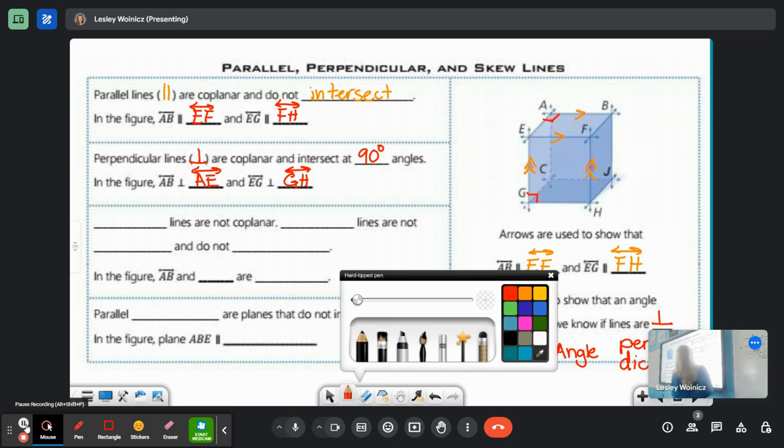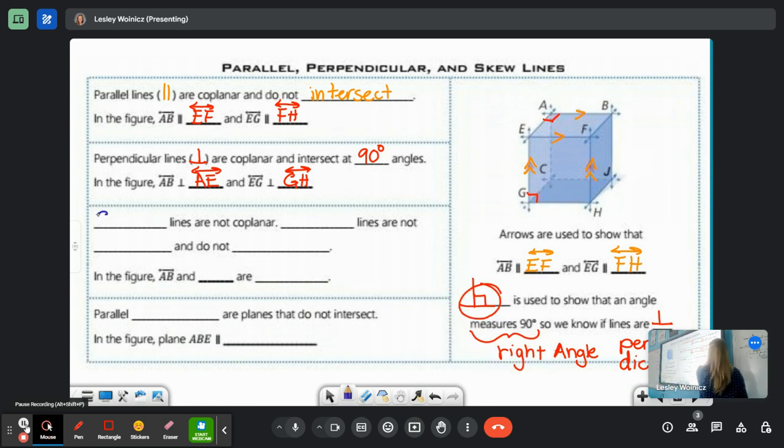So I did blue for skew. They are not coplanar. Skew lines are not parallel. They do not intersect. Very good. So they're kind of like defined by what they don't do. They don't lie in the same plane. They aren't parallel. They don't intersect.